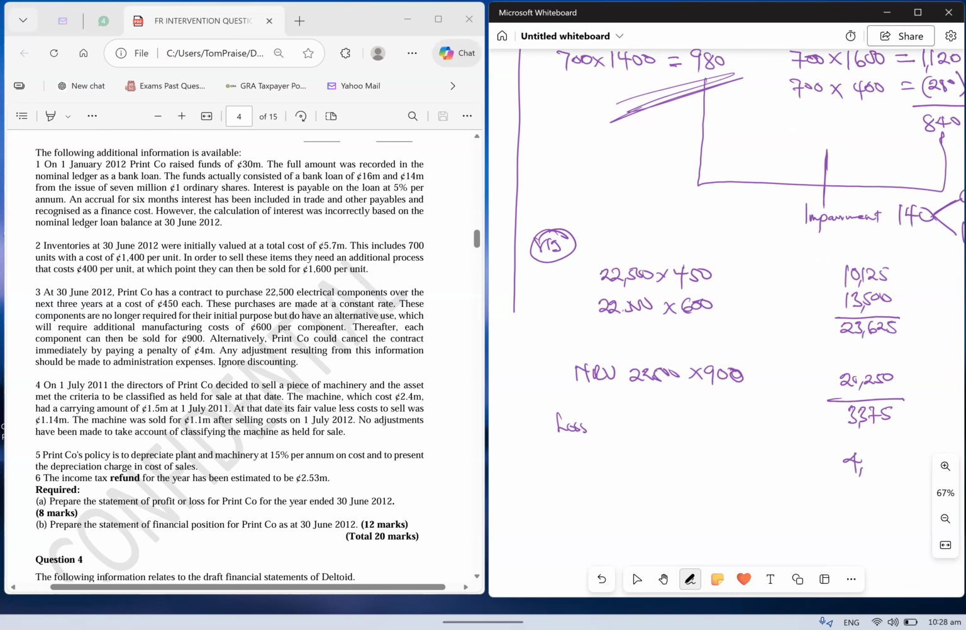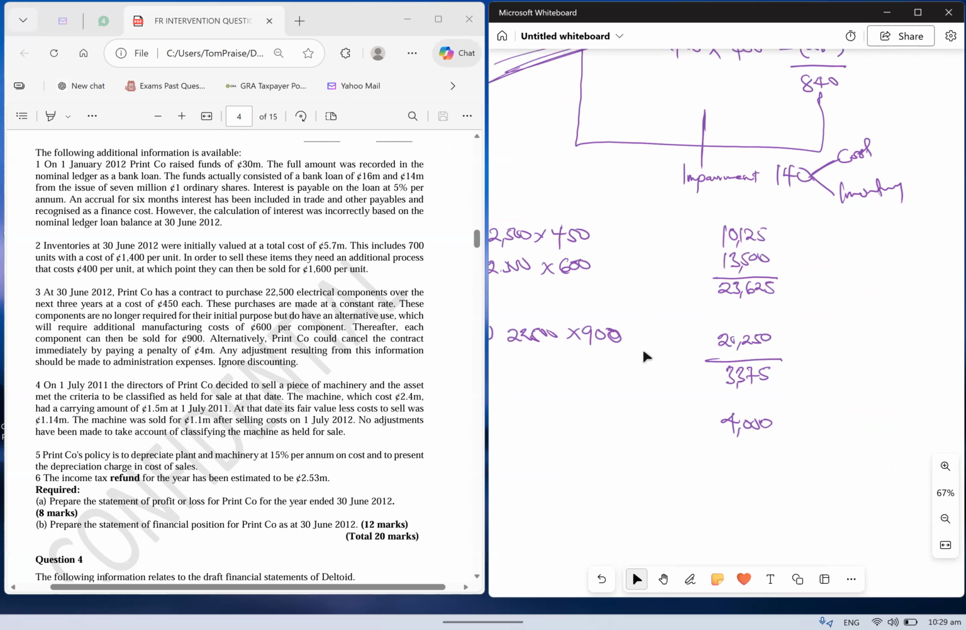So what would you do as a business? Will you pay the penalty or just go ahead to do the contract and make the loss? You continue and do the contract. So it means that the 4 million will become useless.